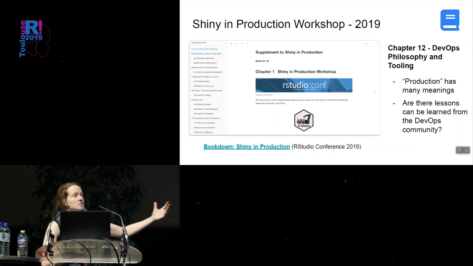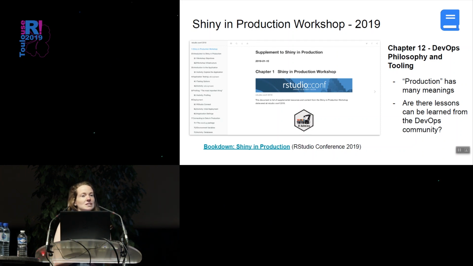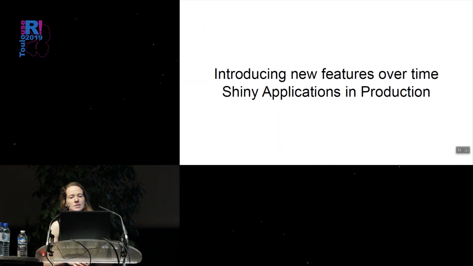We have this book down called A Supplement to Shiny in Production, available on GitHub. And today I want to talk about some extensions to Chapter 12, DevOps Philosophy and Tooling. Specifically, I want to talk about how production means many things to many people, especially with Shiny apps and our Markdown and things we put into various environments which we call production. And I want to talk about some lessons that we can incorporate from DevOps.